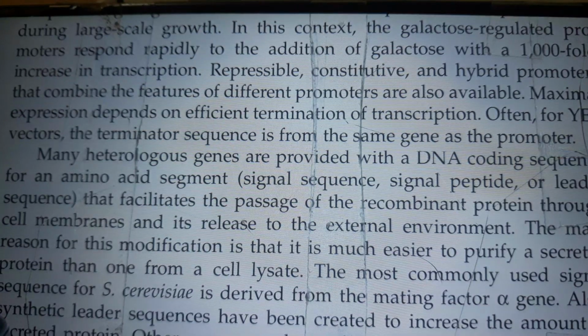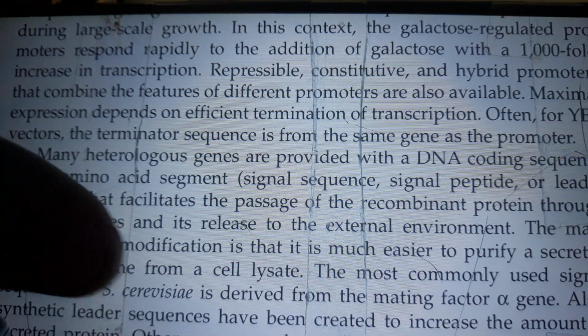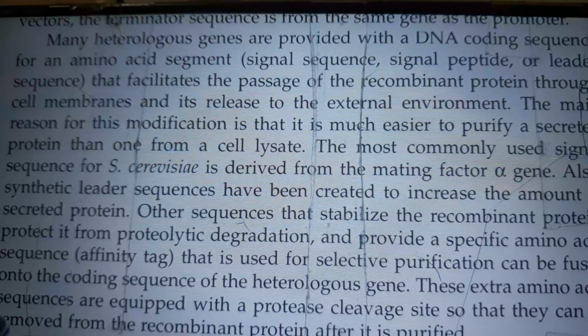Maximal expression depends on efficient termination of transcription. Often for YEp vectors, the terminator sequence is from the same gene as the promoter. Many heterologous genes are provided with a DNA coding sequence for an amino acid segment, a signal sequence, signal peptide, or leader sequence, that facilitates the passage of the recombinant protein through cell membranes and its release to the external environment.